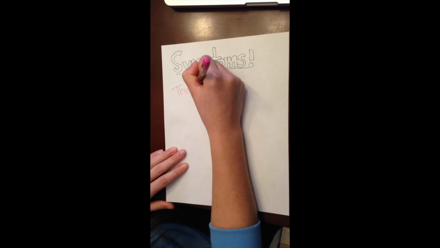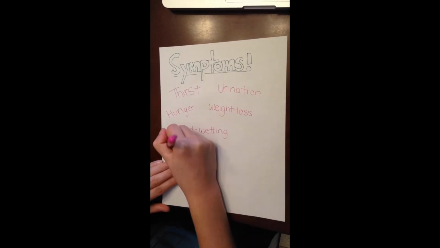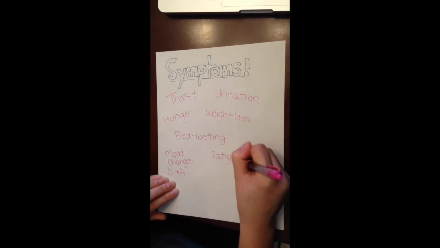Symptoms of diabetes type 1. Increased thirst, increased urination, increased hunger, unintentional weight loss, bedwetting in children who previously didn't do so, mood changes, fatigue and weakness, and vision issues.